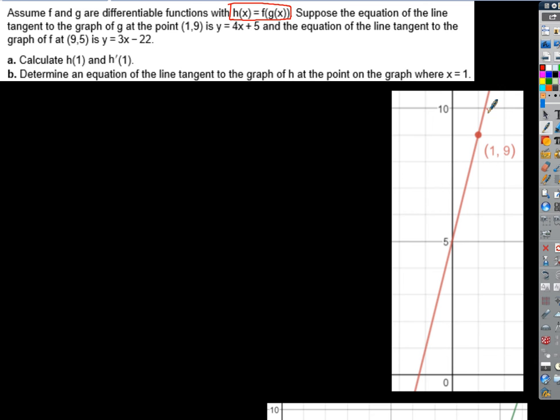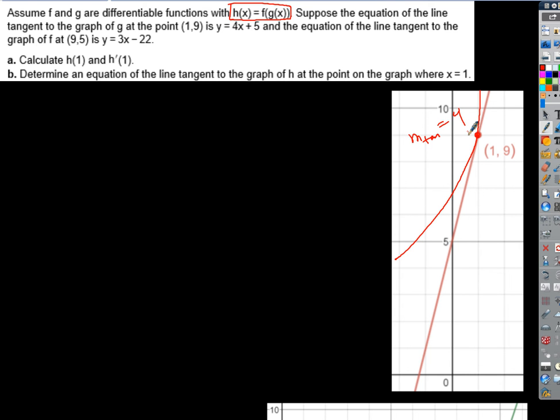So it could be something like this. It might be that the function sweeps in and does something like that, maybe, right? Can't go vertical, but you get the idea. So that's the tangent to the curve. That's all we know, though. We know that the point of tangency is at 1, 9. And what else do we know about that tangent line? Slope. What's the slope? 4. Yeah, so we know the slope of the curve at this point is 4, right?